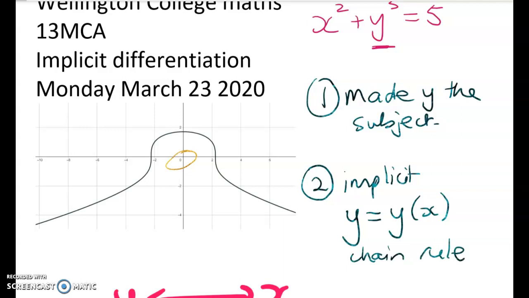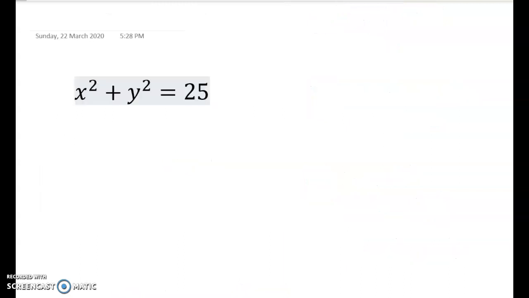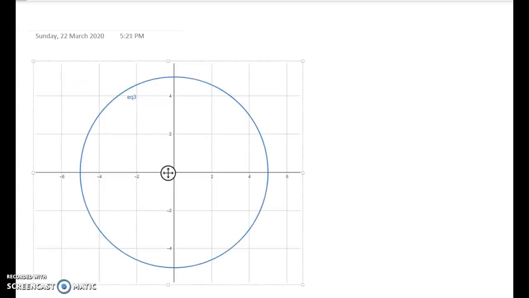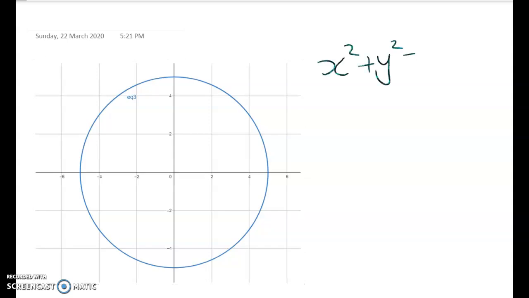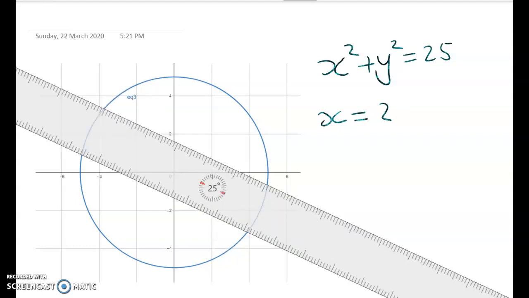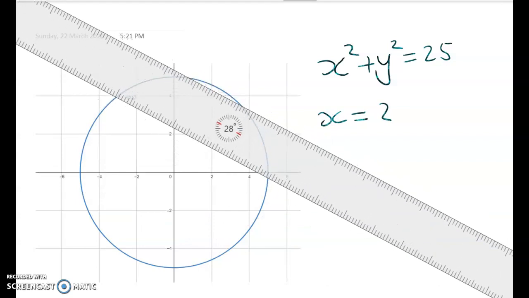So let's do another one that's a much more familiar example. So here we've got the equation of a circle. x squared plus y squared is equal to 25. So here's the picture here. And if I said that I want to find the slope of the tangent to that curve when x equals 2, you can see that there are actually two values here.